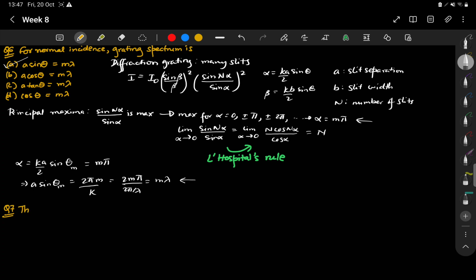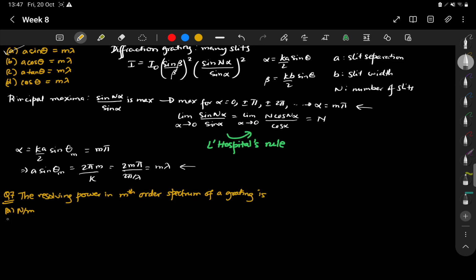Question number 7 says the resolving power in the mth order spectrum of a grating is option A n over m, option B.